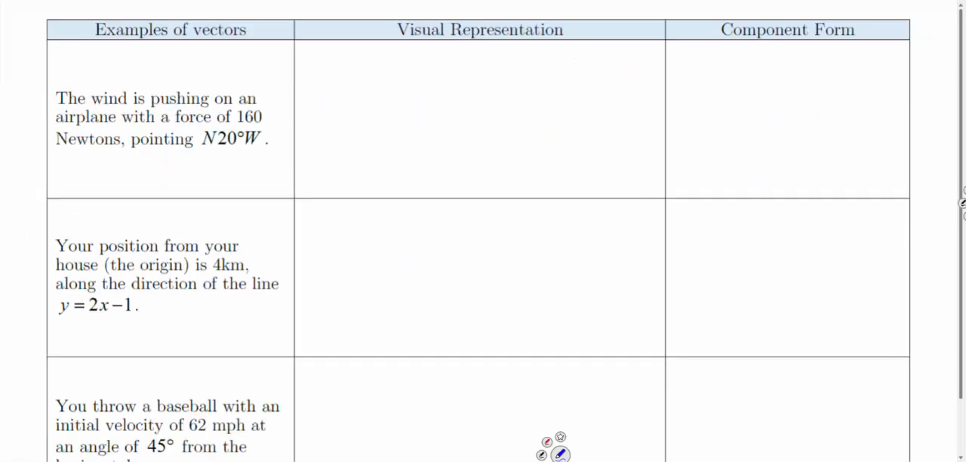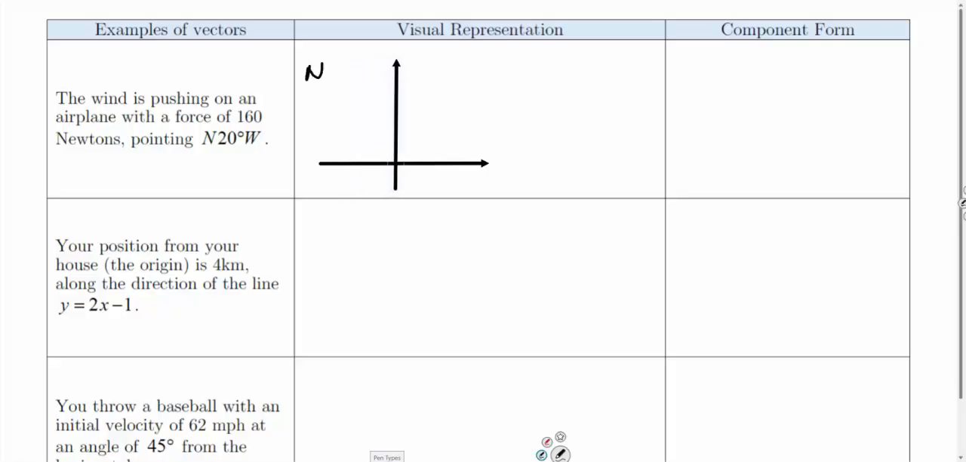So, here we go. We're going to take a look at two ways: the visual representation and the component form. Okay, so let's look at this first one. It says the wind is pushing on an airplane with a force of 160 newtons pointing north 20 degrees west. Since there's a compass heading, let's put it on an axis. So if you could please draw the axes.